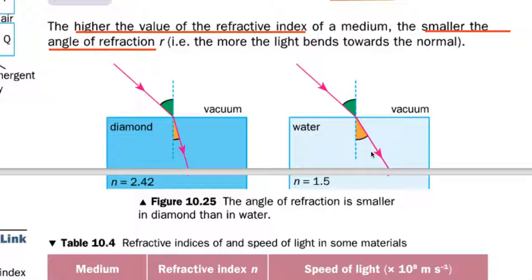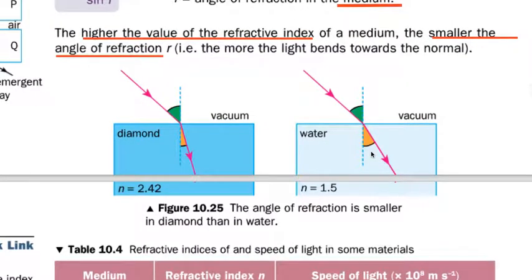I'm going to just stop here and show you how we decide whether the light ray actually bends towards the normal or away from the normal. I just want to show you a short clip over here.